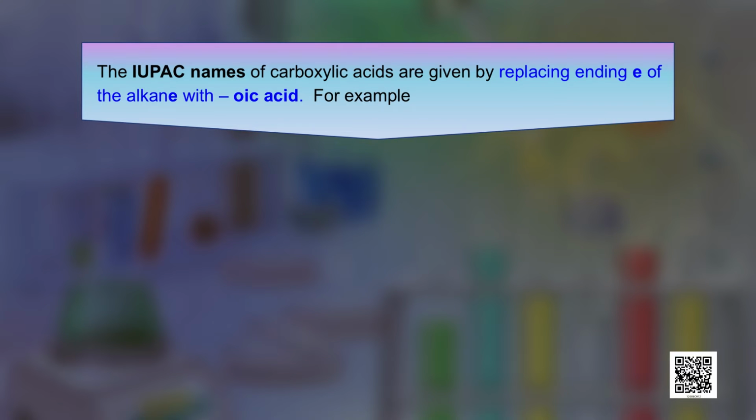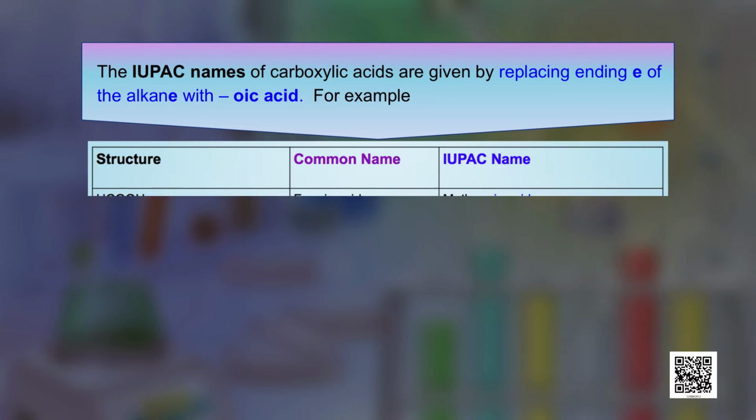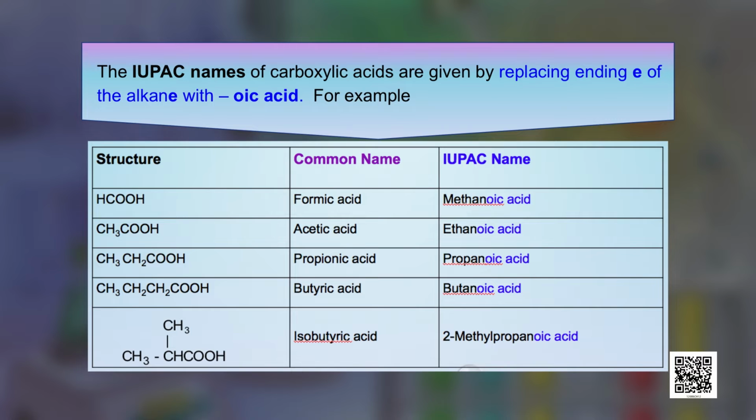The IUPAC names of the carboxylic acids are given by replacing the ending e of the alkane with the word oic acid. For example, if we see the structures in the table here, for formic acid, which is coming from the alkane methane, we replace the final e of methane with oic acid, and then we get the name methanoic acid. Similarly, for ethanoic acid, the word ethanoic comes from ethane, and we replace the e by oic acid in the IUPAC name, and in the second column you can see their common names also as acetic acid and formic acid respectively.